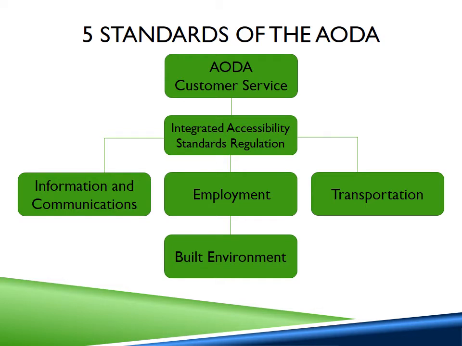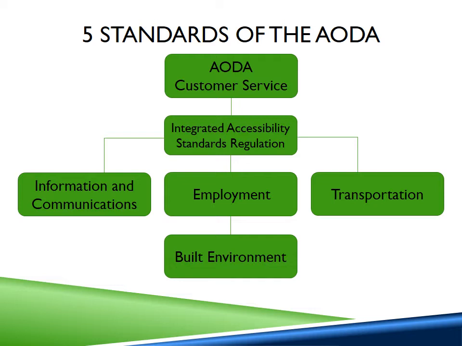The AODA was broken down into 5 stages, or standards as they are appropriately referred to. Each standard addresses a different mandate or focus. The Customer Service Standard was the first stage introduced, and all obligated organizations should have already met the requirements. On June 3, 2011, the Ontario government released the final Integrated Accessibility Standards Regulation. This regulation combined accessibility standards in 3 areas: information and communication, employment, and transportation. The Information and Communication Standard is the focus of this training module and will be addressed throughout.